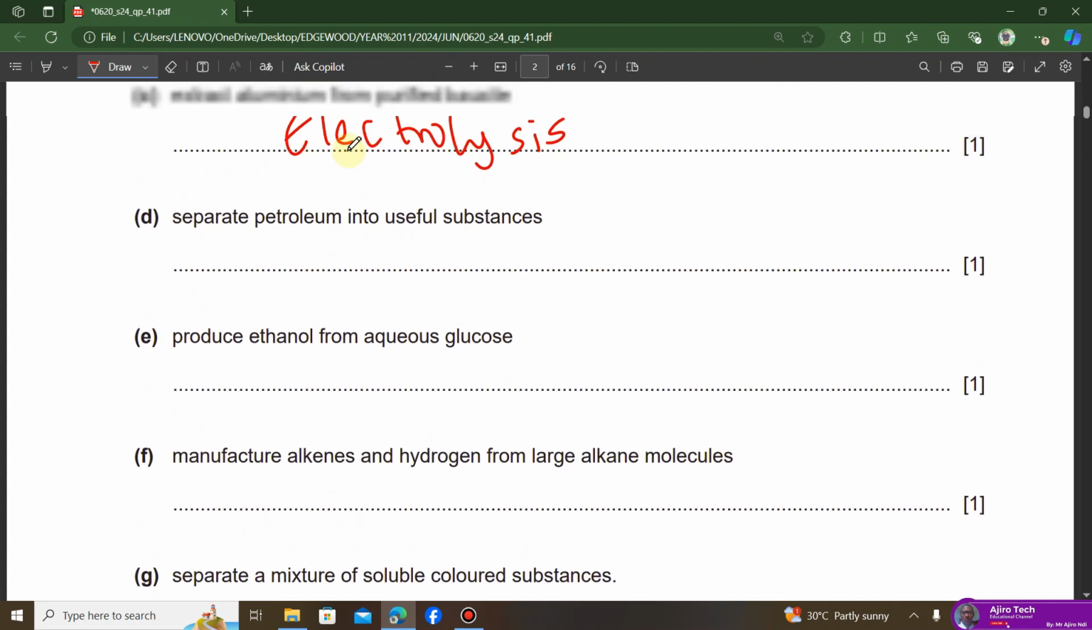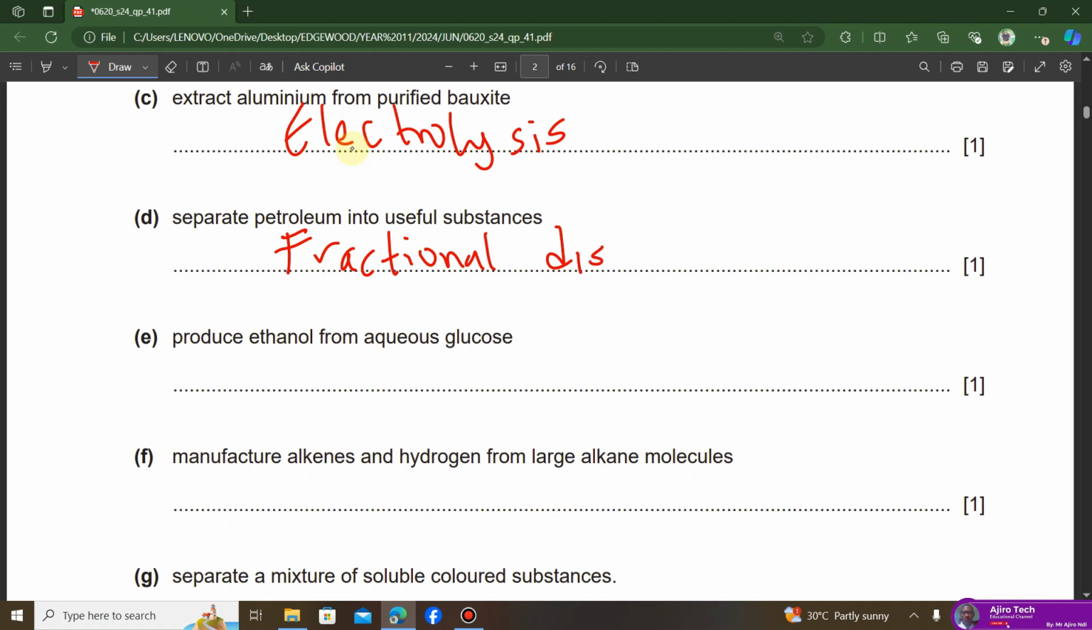The next one says the process used to separate petroleum into useful substances. Of course, you know that is fractional distillation. To produce ethanol from aqueous glucose, just for the fact that glucose was mentioned, to obtain ethanol from glucose, that's the process of fermentation, where yeast is involved and a very optimum temperature as well.